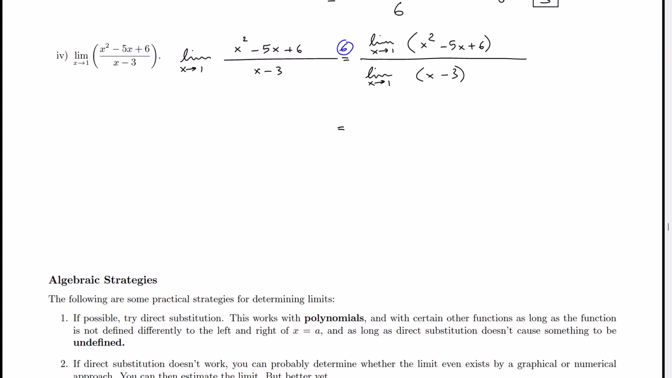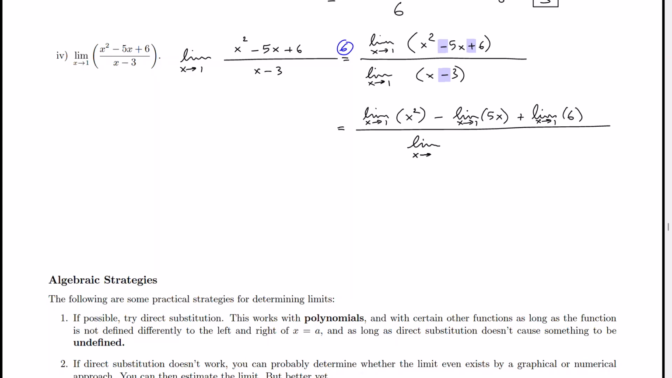So for instance, on the numerator, I have a minus and a plus. So each one of those can be broken down. So we can have a limit as x approaches 1 of x squared all by itself. And then we can write the limit as x approaches 1 of 5x. And then we can write the plus limit as x approaches 1 of 6. And it's now going to be divided by the limit of x minus 3. Again, I have a minus sign in here. So again, I can give each one of the different factors its own limit. So I can do limit of x as x approaches 1 minus limit of 3 as x approaches 1.